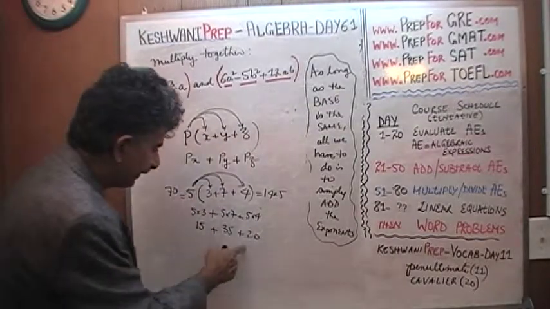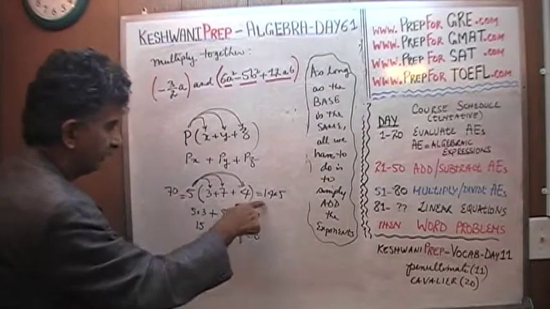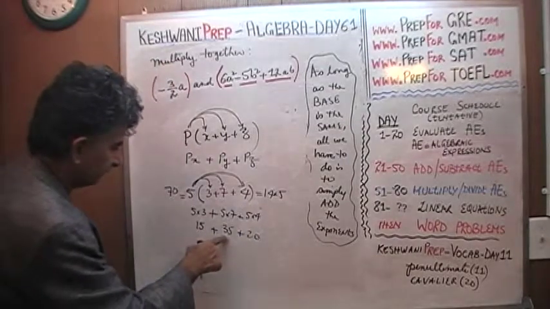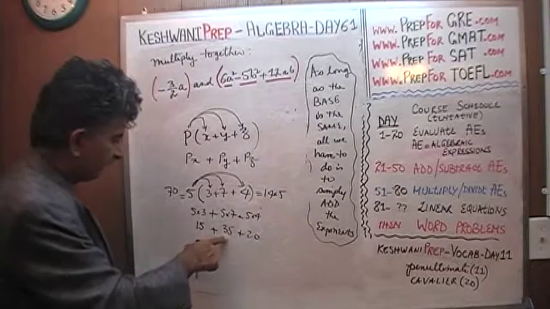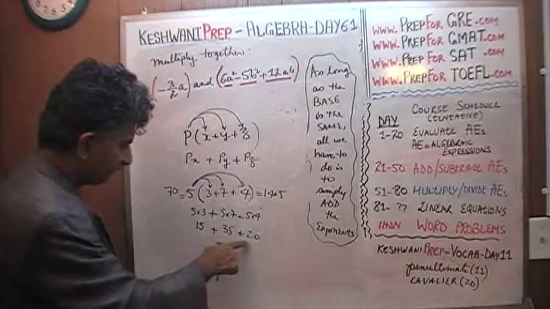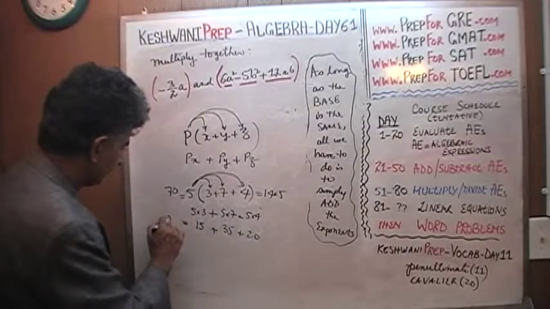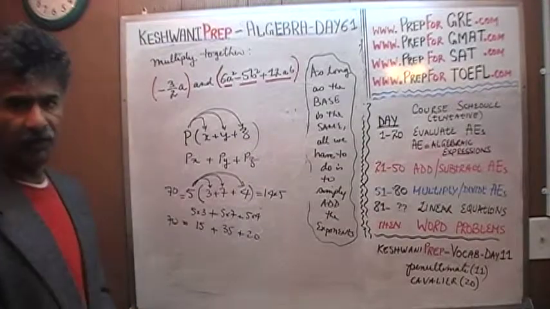Now when we add these three numbers up, we better get 70. 15 plus 35 is the same as 40 plus 10, which is 50. 50 plus 20 is 70. Voila, you see? 70. So that's what we have to do now.